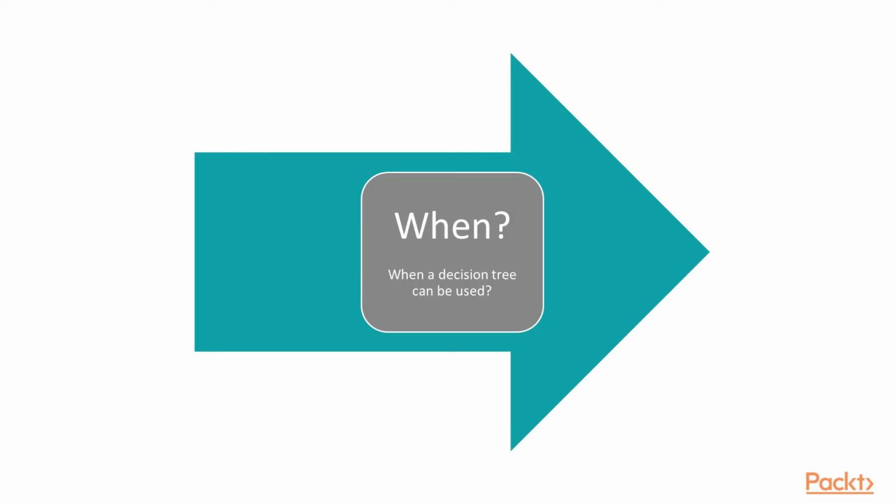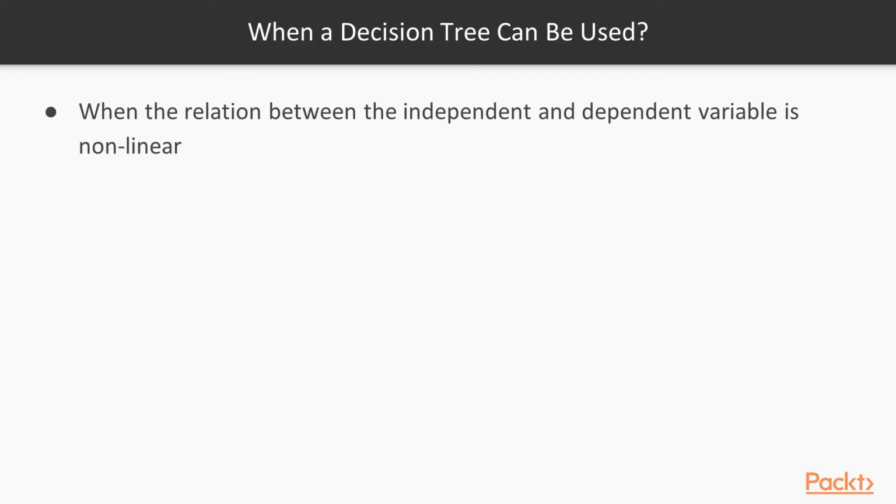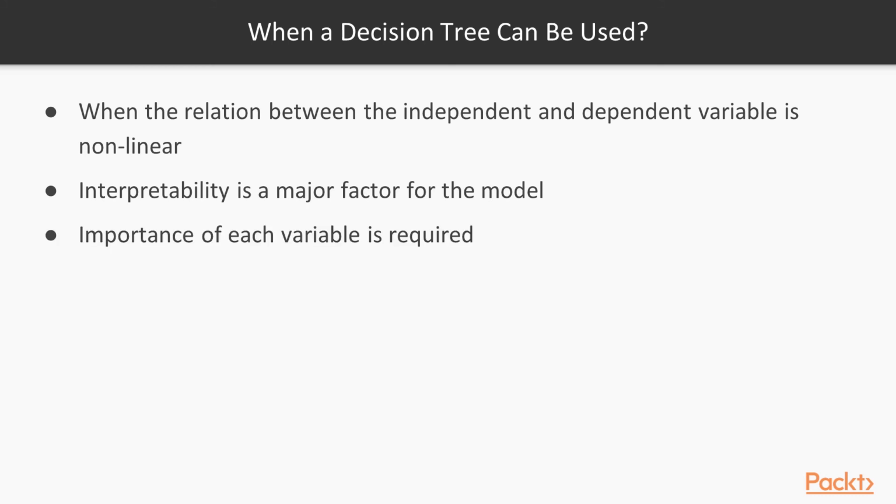Okay, let's see when a decision tree can be used. When the relationship between the dependent and the independent variables is non-linear, we can use a decision tree because decision trees can map a non-linear decision boundary as well. Also, if interpretability is a major factor for the model, then we can use a decision tree because in a decision tree you can backtrack every result you got. And you can see typically what value of which of your variables led to the current result. If you want to know the importance of each feature that was used, we can use a decision tree.